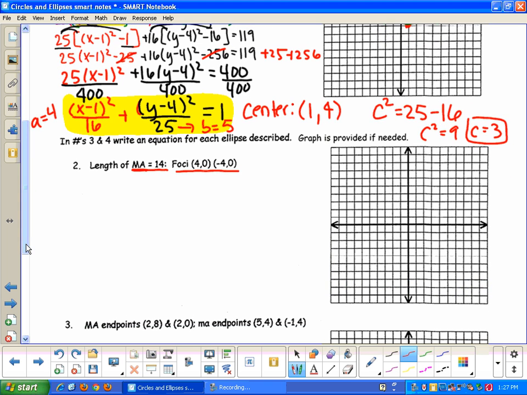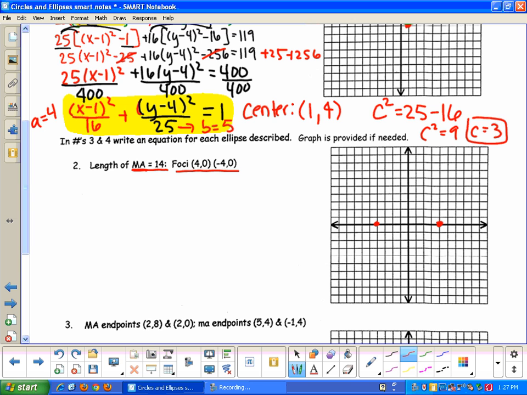So the first thing I would do, even if you're not given a graph, is always draw a picture of this because it helps you visualize what is going on in the problem. So we have (4, 0), which is right here, and (negative 4, 0) is here, so positive 4, 0 would be over here. So that gives me my focal points, and I know that my major axis is 14.